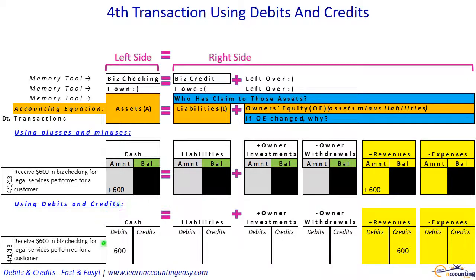Now with debits and credits, we're going to again start with cash, and we're going to remember the rule that says if an asset account has increased, we need to debit the account. So we've debited cash 600, and then over here in the revenues account, we credited revenues 600 because the debits have to equal the credits in every transaction.